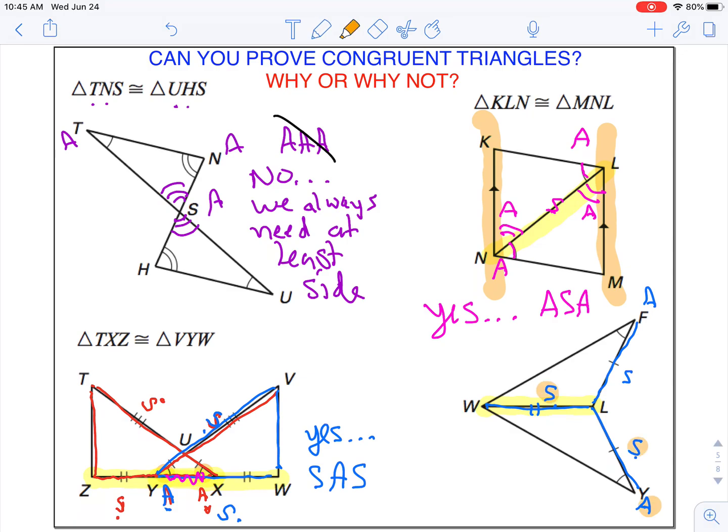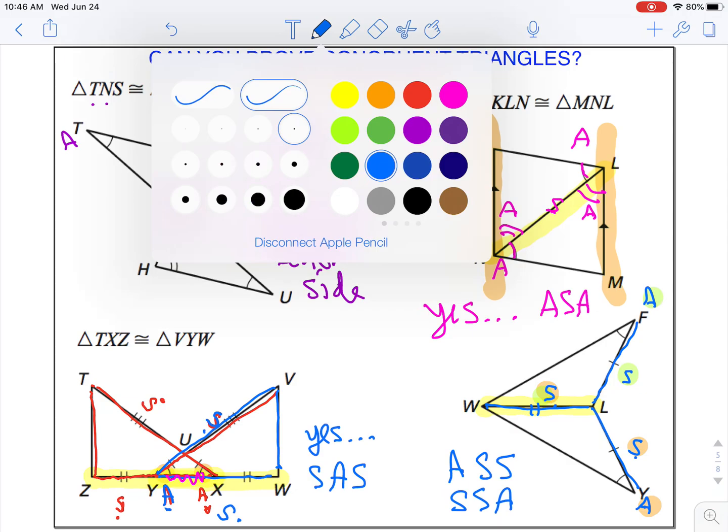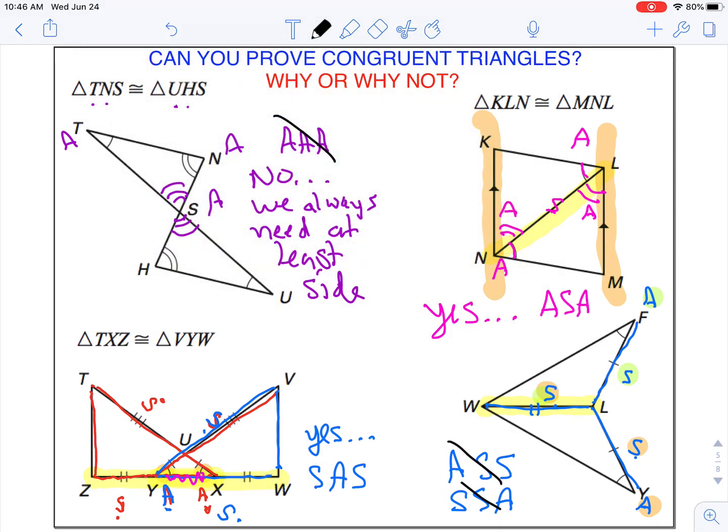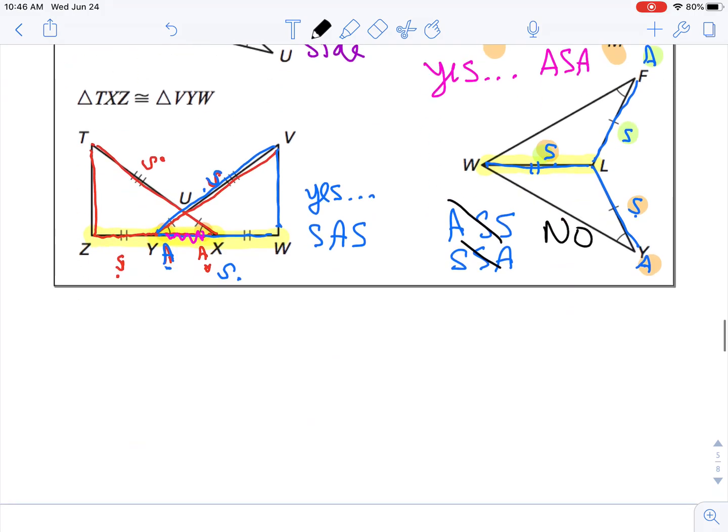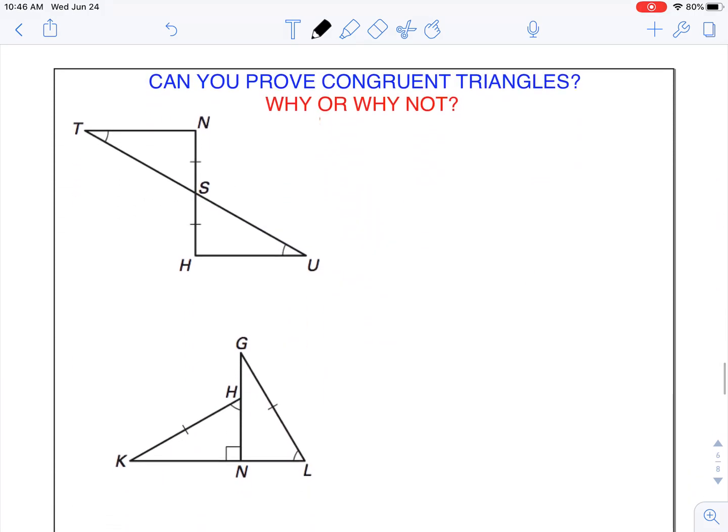And in the other triangle, we also have angle, side, side. So it looks all well and good, but sorry, I misspoke about that. I wrote this incorrectly. So we have angle, side, side, or side, side, angle, and that is not one of our congruence postulates that we can use. So this is no. How about these two? Why don't you see if you can figure out and try these two on your own and see if you can determine whether they're congruent.